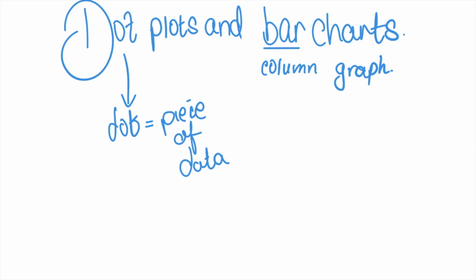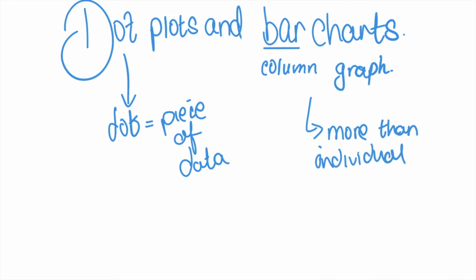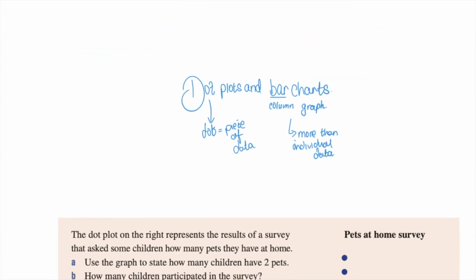And a bar chart can show different categories. And it's useful when there's more than single things. So more than individual data. Might seem a bit abstract, but let me show you some examples.